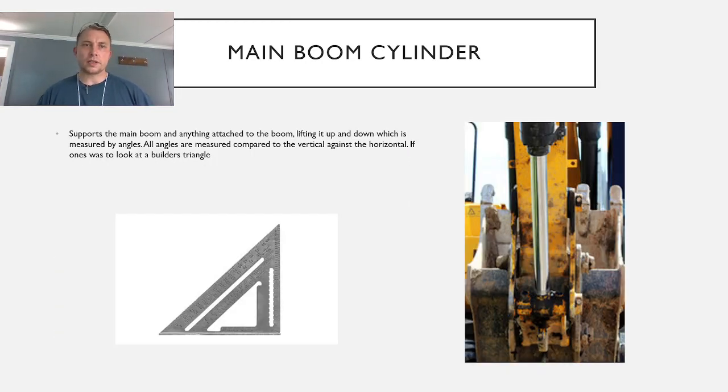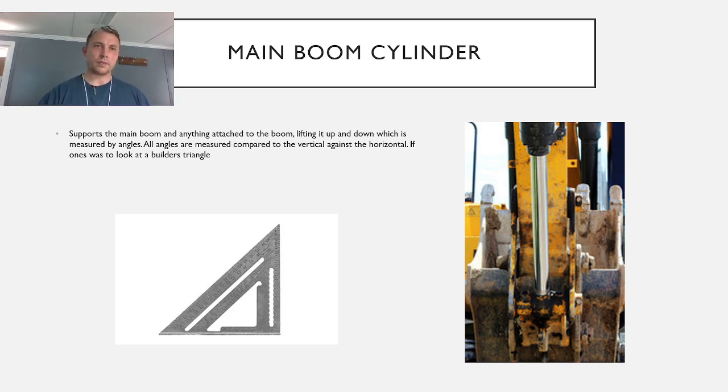The main boom cylinder, there is only possibly one. Sometimes in larger ones they have 2, but that thing is allowing your crane to boom up and to boom down. So it's putting out a vertical to a horizontal type of plane, just up and down. That's all it does.